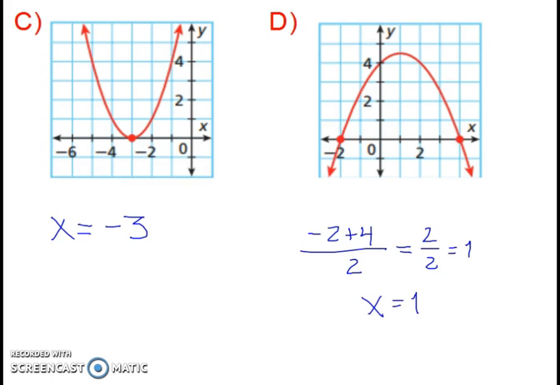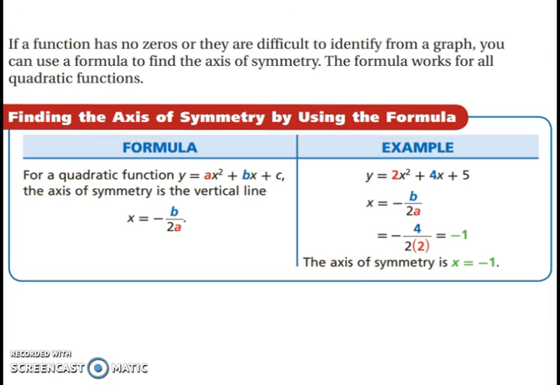And there you have it. If a function has no zeros, or they are difficult to identify from a graph, you can use a formula to find the axis of symmetry. The formula works for all quadratic functions, so whether it was nice or ugly, you can use this to help you find your axis of symmetry, and it will give it to you every time.